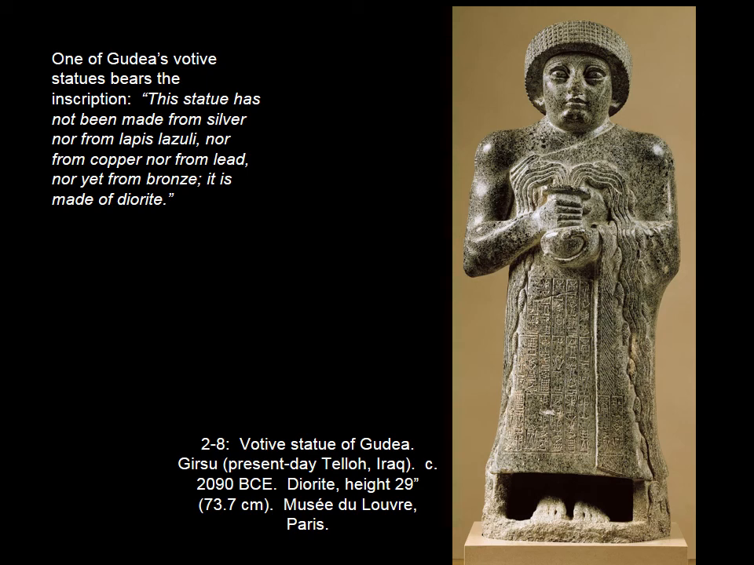He writes on the statue, "This statue has not been made from silver, nor from lapis lazuli, nor from copper, nor from lead, nor yet from bronze. It is made of diorite." So he's actually calling attention to the fact that he had the wealth, the means, the will to procure this very expensive stone and had it set up here. It shows his status, even if he's shown otherwise humble.